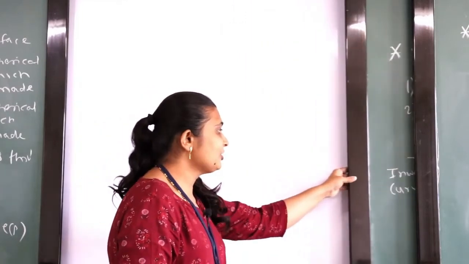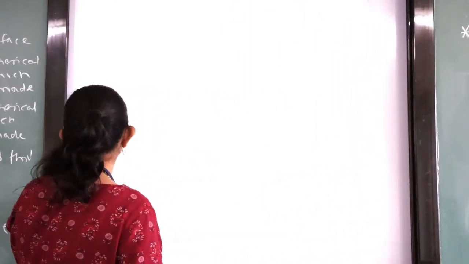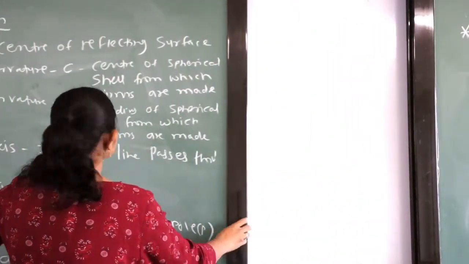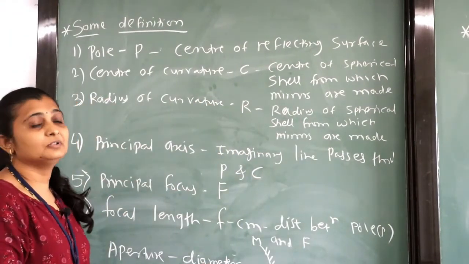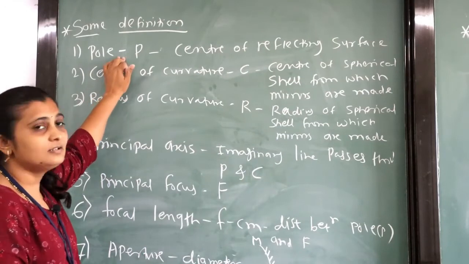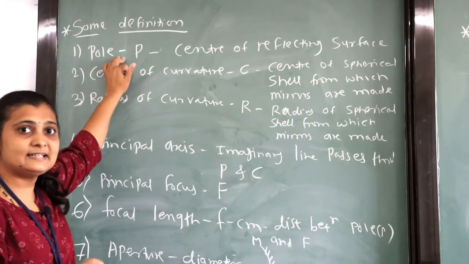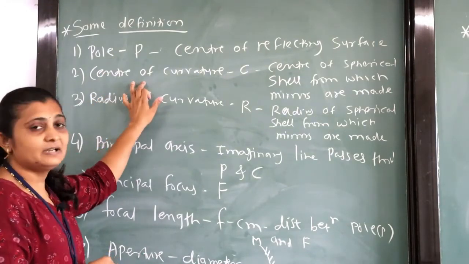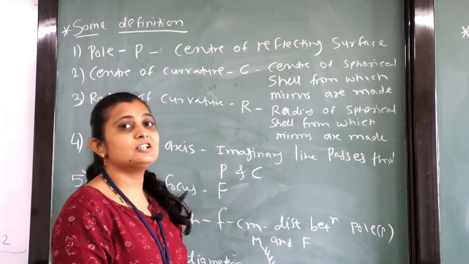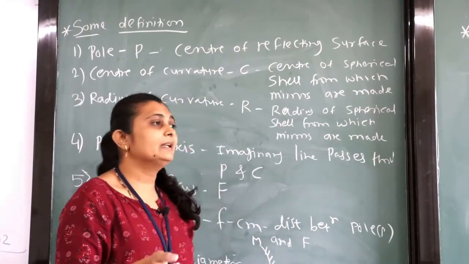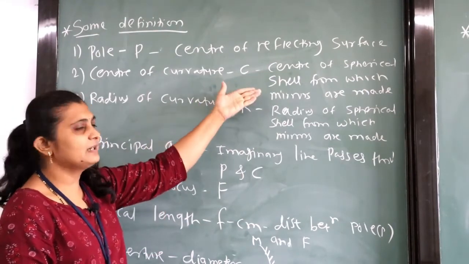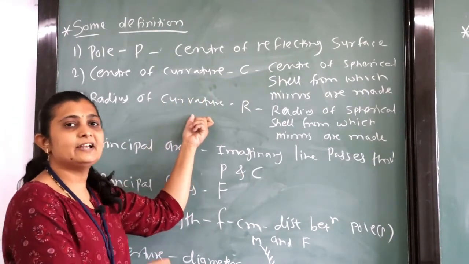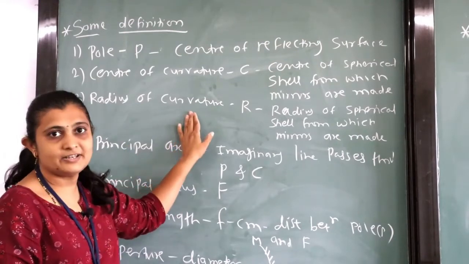The next topic is some definitions related to mirrors. Pole: the center of the reflecting surface is called the pole. Center of curvature: the center of the spherical shell from which the mirror is made is called the center of curvature. Draw the radius from the center of curvature, and you get the definition of radius of curvature.